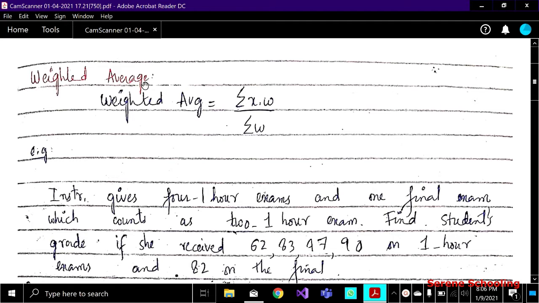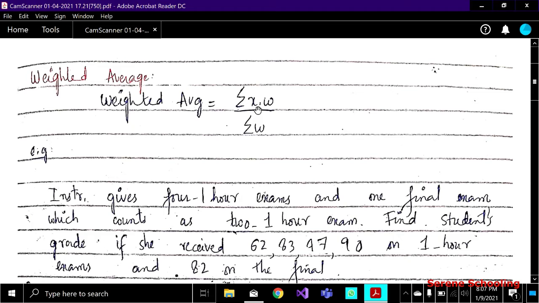the difference is that instead of each data point contributing equally to the final average, here some data values contribute more than others, and that contribution is decided by the weight of that particular data value or data point. So in order to know which data value contributes more to the average and which contributes less, we multiply the weight with the data value.